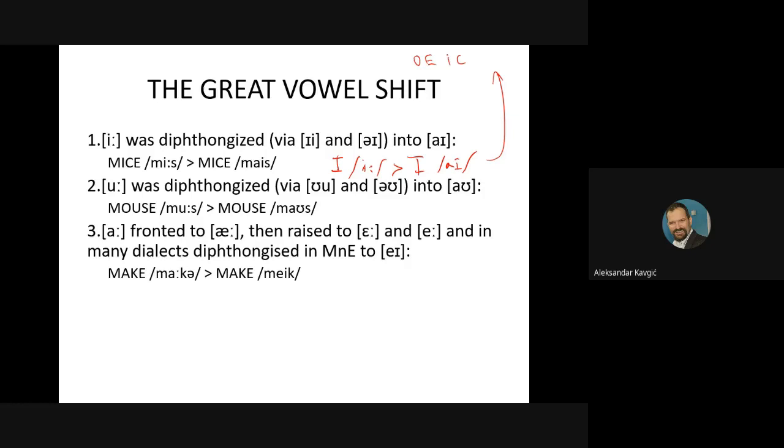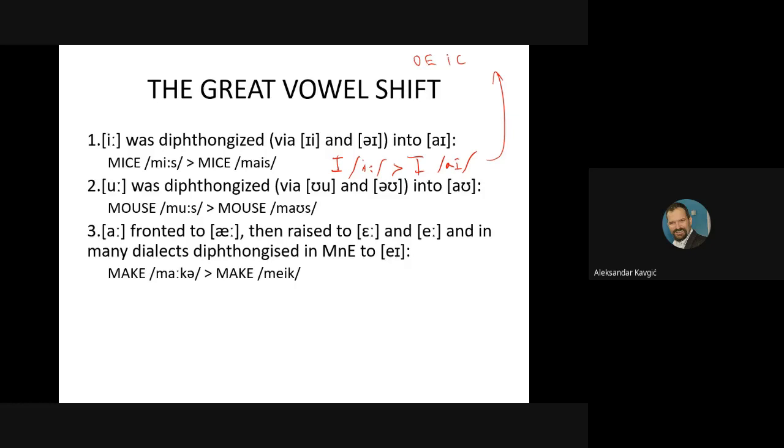So Middle English spelling is perfect. You read it the way it's spelled. Middle English spelling was, you know, spot on. It was like Serbian. Make, you pronounce it as make.